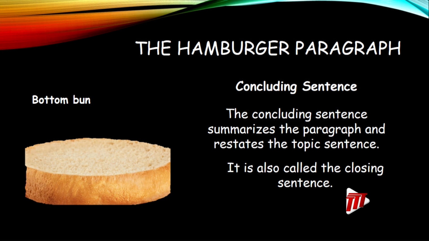So before we move on, let's recap what we did about the hamburger paragraph. I call it the hamburger paragraph because we have the top bun, which is the main idea. This sentence tells the reader what exactly this paragraph is going to be about. Then we move on to detail number 1. This helps the reader to know more about the main idea. Then we move on to detail number 2. This also links this paragraph with the main idea, but now we can start to use our transitional words.